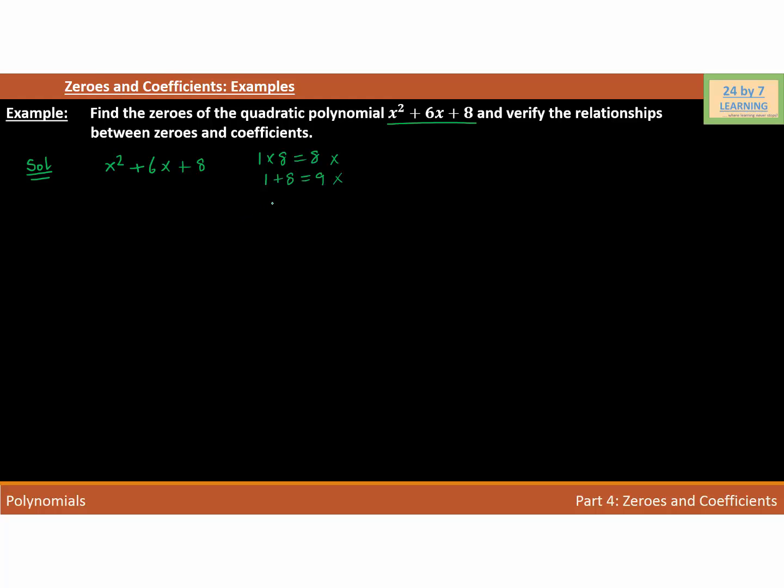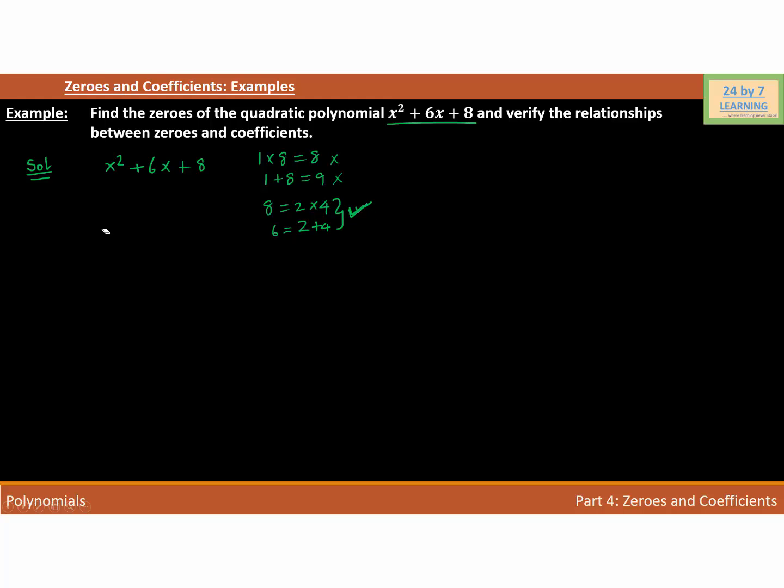The next thing I can think of is 8 equals 2 times 4, and if I add 2 plus 4, I will get 6. So if I look at the factors 2 and 4, these two satisfy both: the addition is equal to 6 and the multiplication of the factors is equal to 8. So I'm going to consider 2 and 4. This is my right combination of factors.